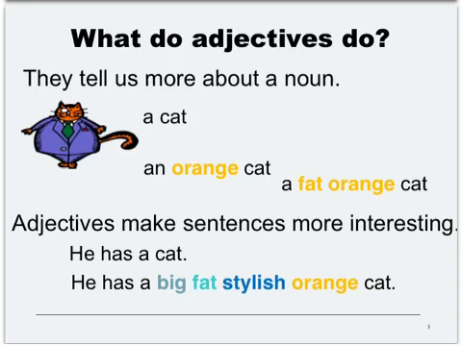So, we remember now that adjectives tell us more about a noun, but what if we want to compare two or more nouns? Then we change the form of the adjective into its comparative or superlative form.